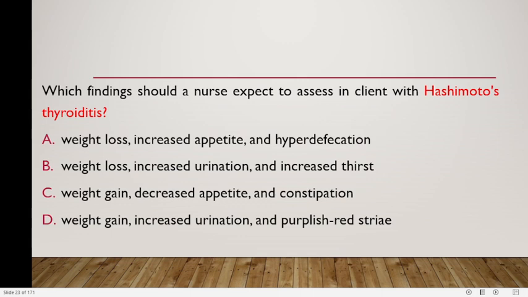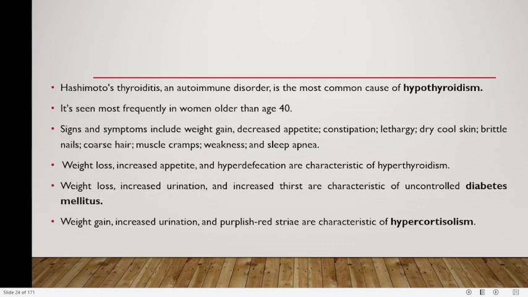And this weight gain is normally associated with decreased appetite. And that's why constipation comes in, and C makes us have the correct answer. It's important to know that Hashimoto's thyroiditis is an autoimmune disorder, and it's the most common cause of hypothyroidism. It is seen most frequently in women older than age 40.